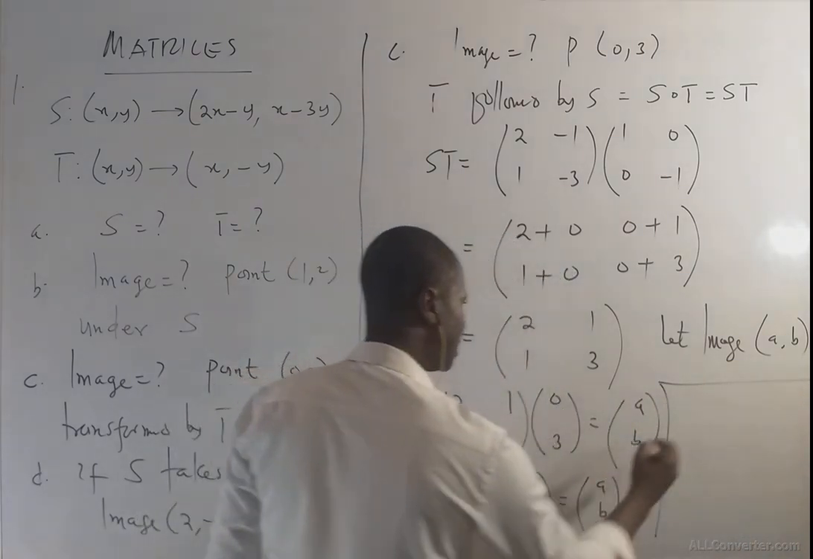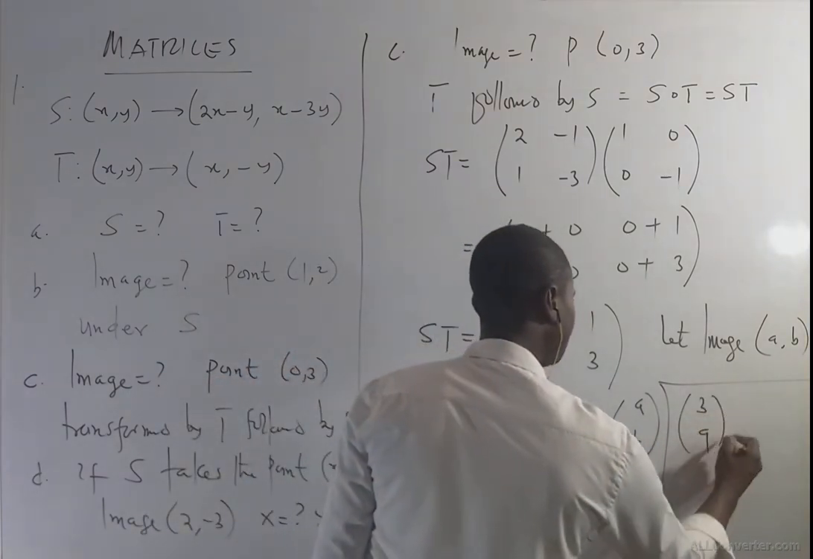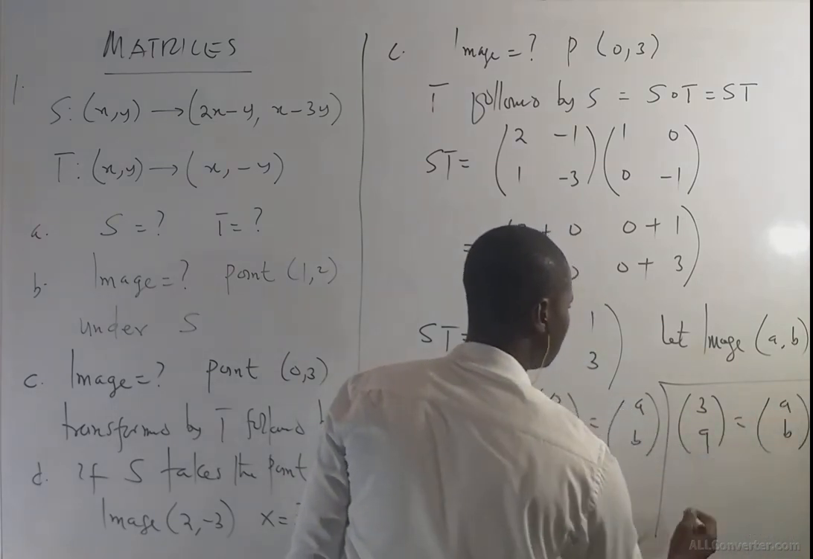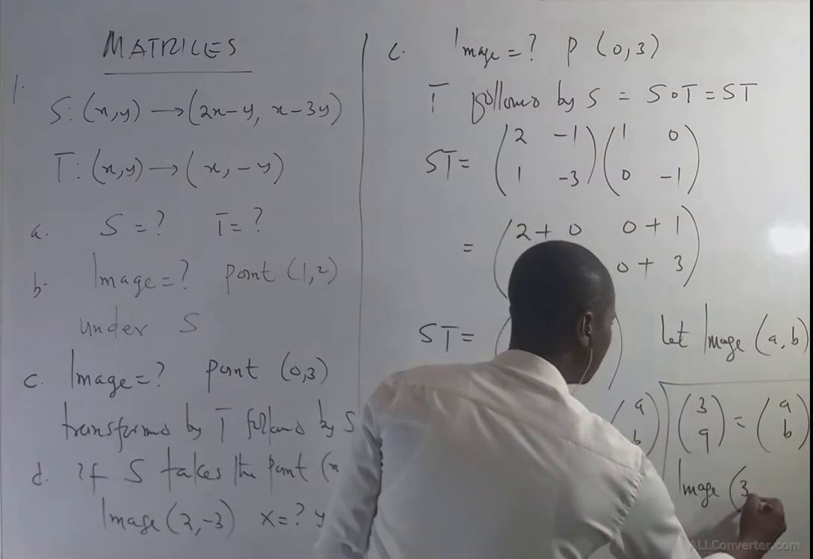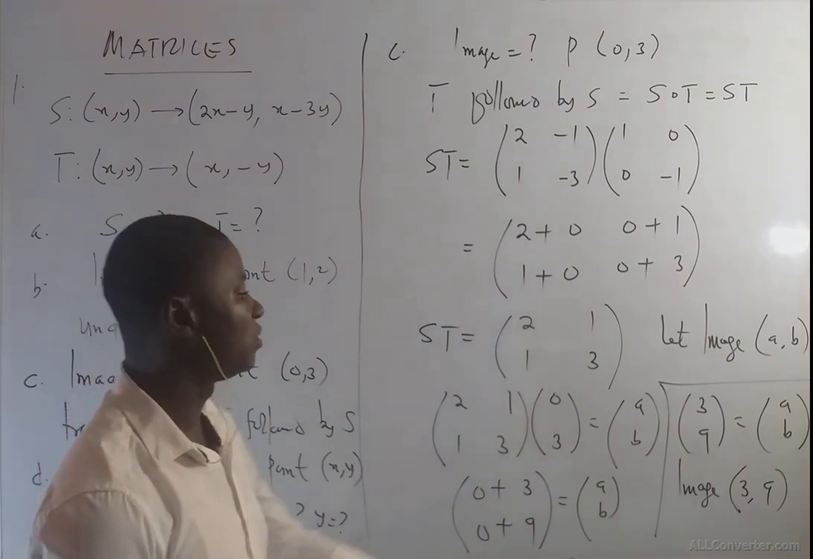So 0 plus 3 will give us 3 here. Then 0 plus 9 will give us 9 here. This will be equal to (a, b). So a is 3, b is 9. But in the image form, we have (3, 9). And that is the image. We have (3, 9). So this is the image.